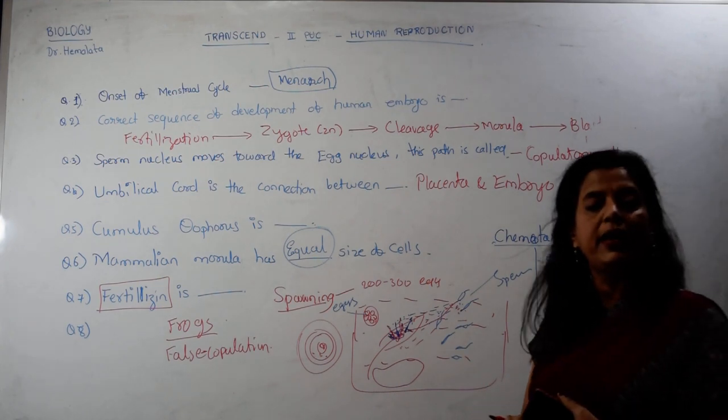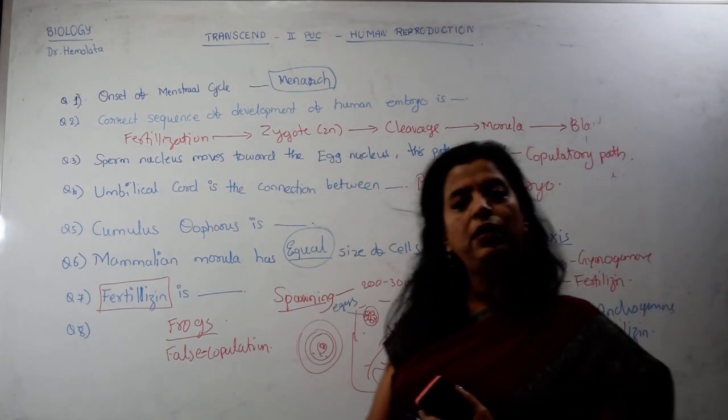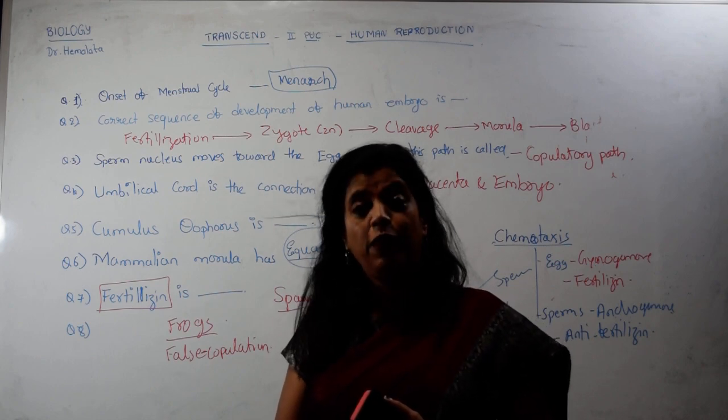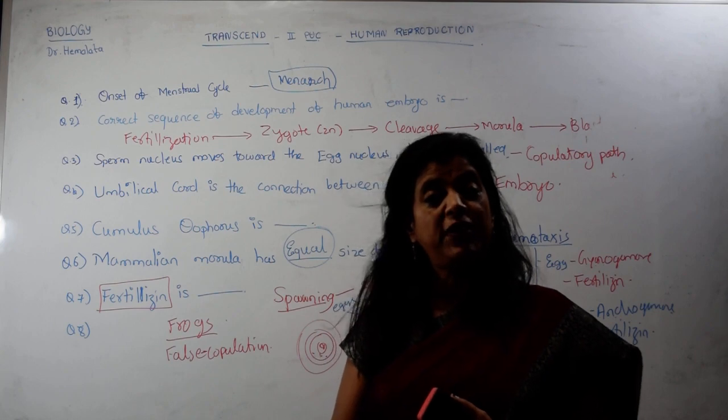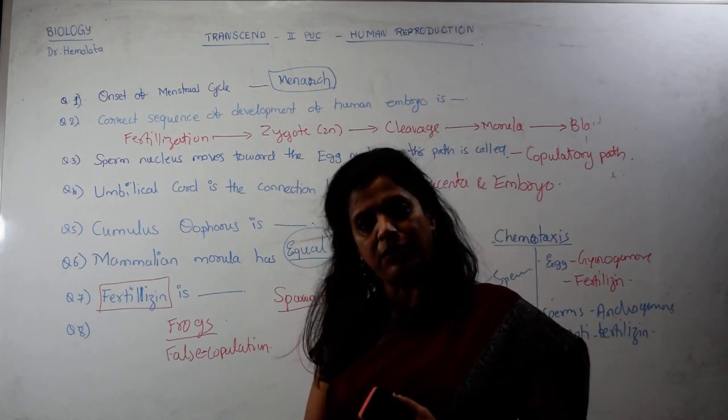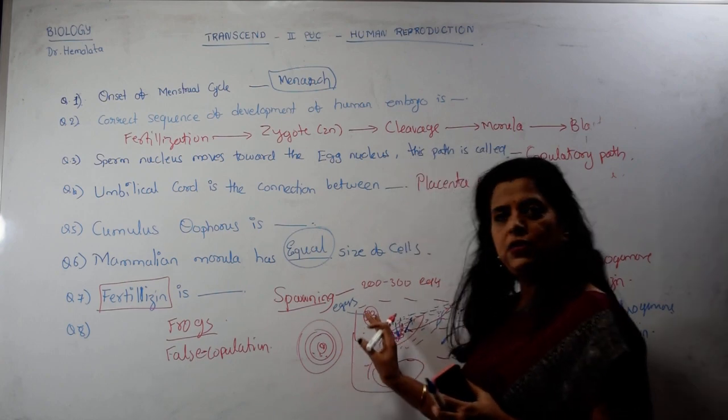This is called chemotactic attraction, which happens in those organisms that undergo external fertilization, not in humans. Human fertilization happens by chance, not with any type of chemicals. Okay, so I hope you understood. This is how it happens.